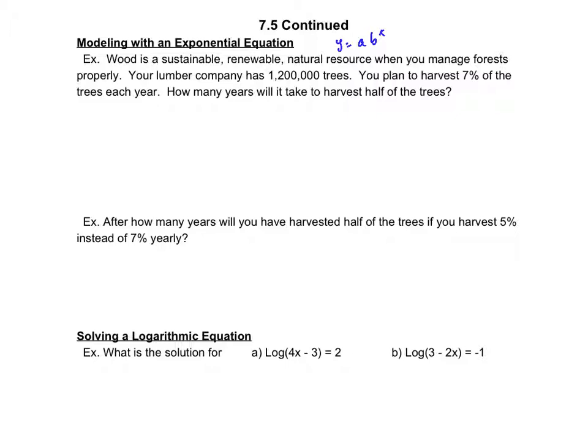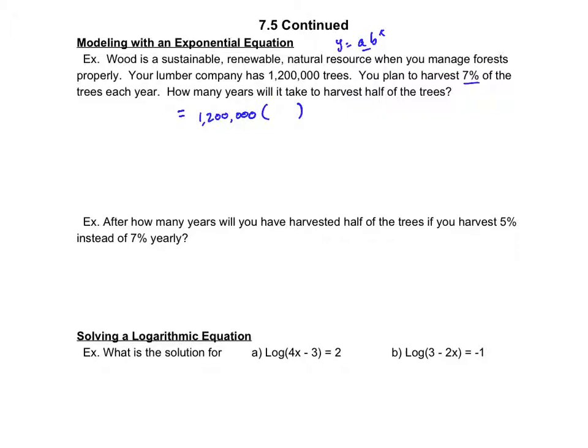So it says wood is a sustainable, renewable natural resource when you manage forests properly. Your lumber company has 1,200,000 trees. They plan to harvest 7% of the trees each year. How many years will it take to harvest half of the trees? Okay, well, we know then that a is our initial point, so something is going to be equal to the starting value of our trees.